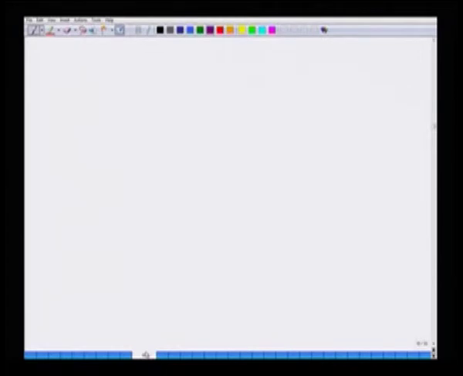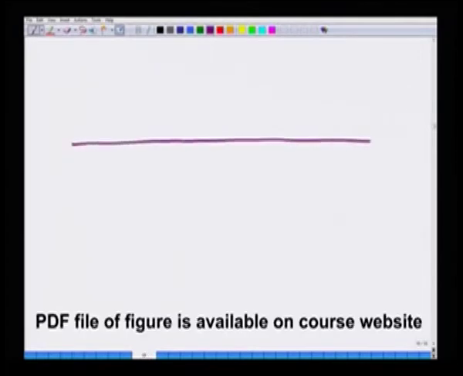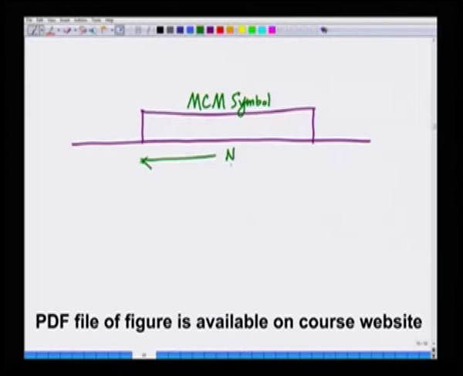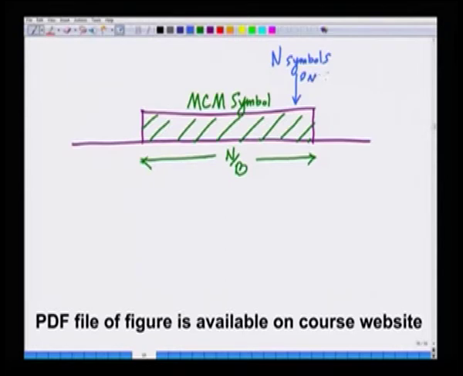In fact, let me just draw this pictorially. In a multi-carrier system, I am transmitting an MCM symbol. So, this is my multi-carrier modulated symbol. This has a symbol time N over B, and in this I am transmitting N symbols on N subcarriers.